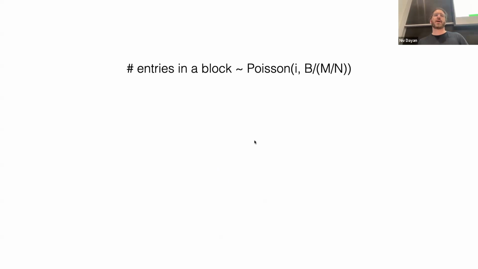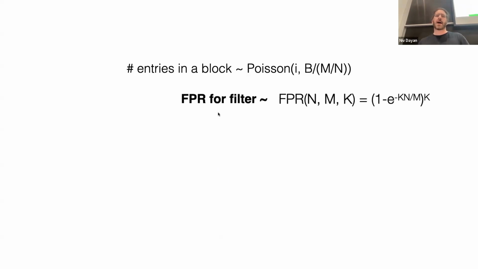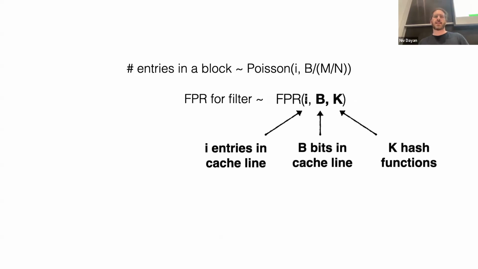Well, now we have the first building block. We have this distribution. We're also going to take the false positive rate expression from before, right? This is the non-optimized one for K. This expression gives me the false positive rate, assuming a filter with B bits. I have B bits in my cache line, I have I entries in a given block, and let's say I'm using K hash functions.